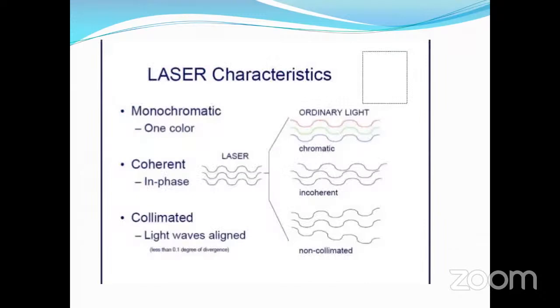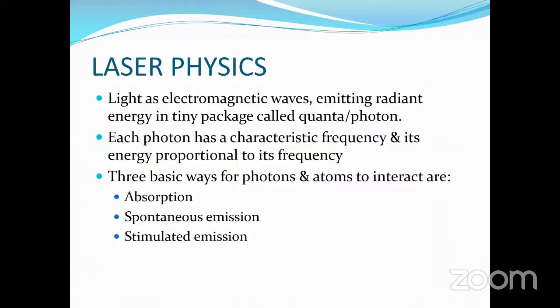So basically, as you understand, ordinary light and laser differ in that laser is coherent, always in phase, and collimated, meaning always aligned, while ordinary light is non-collimated. Now, what is the physics of the laser? Light is electromagnetic waves emitting radiant energy in tiny packages called quanta or photons. Each photon has a characteristic frequency and its energy is proportional to its frequency. The three basic ways for photons and atoms to interact are absorption, spontaneous emission, and stimulated emission.